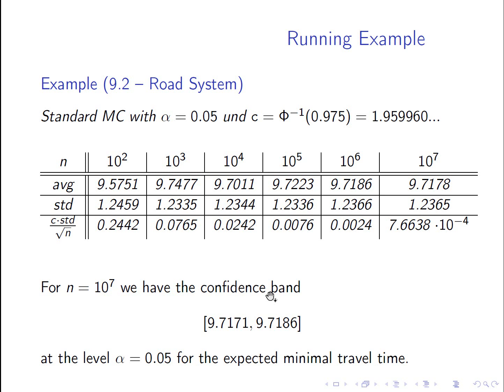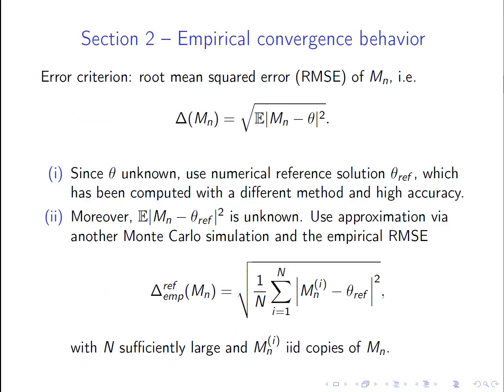Okay, so this was the building of confidence bands, approximate confidence bands. And in the error analysis, we were always interested in the root mean square error of our estimator. So we have our Monte Carlo estimator Mn, we want to estimate theta, and we were always interested in this quantity here: delta Mn, the square root of the expectation of the square distance between Mn and theta. This we actually want to know if we want to analyze a Monte Carlo estimator.